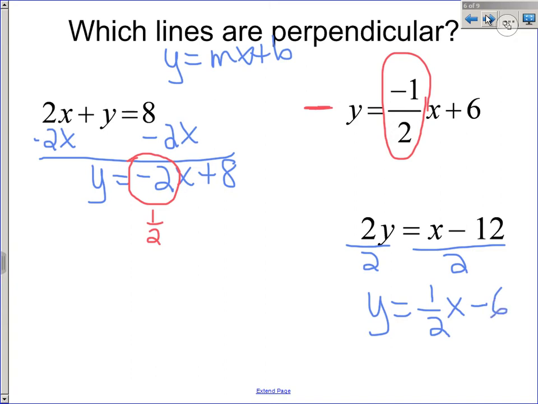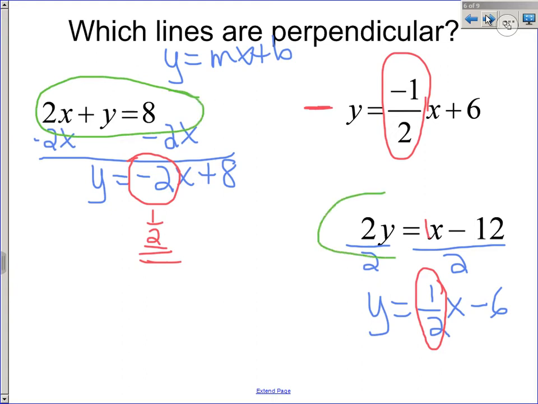Remember, there's a coefficient of 1 here, so we have the 1/2 as our slope. My slope is 1/2. And that's what I identified as needing to have over here for these lines being perpendicular. So the answer to this question would be that 2x plus y equals 8 and 2y equals x minus 2 are perpendicular. I usually just abbreviate and put perp. Okay, so let's move on.